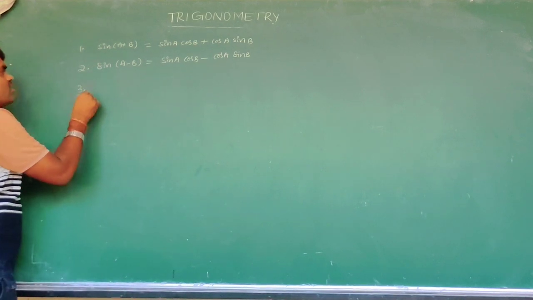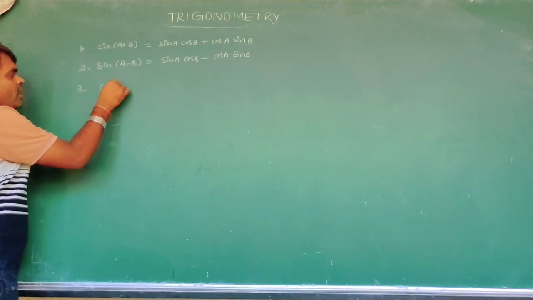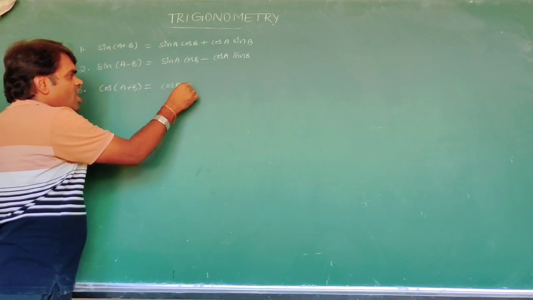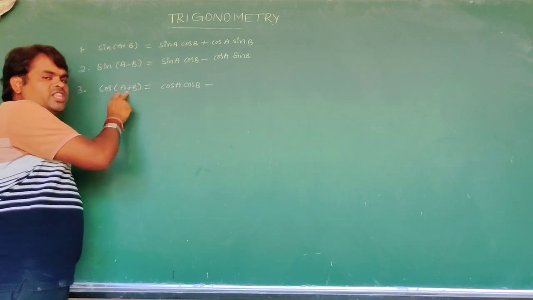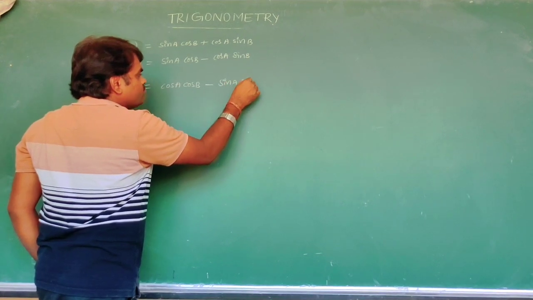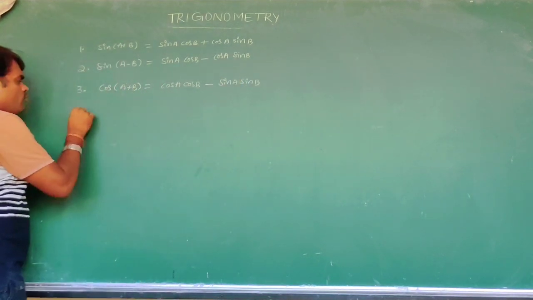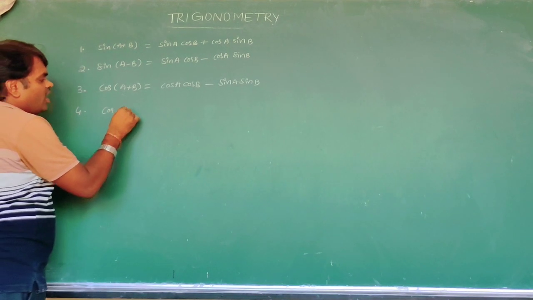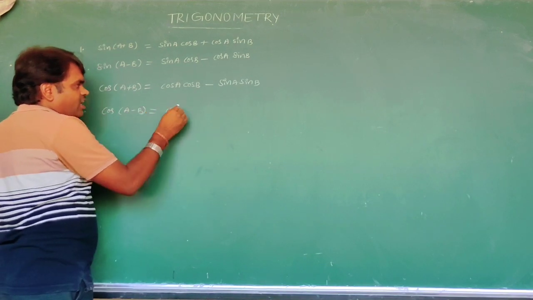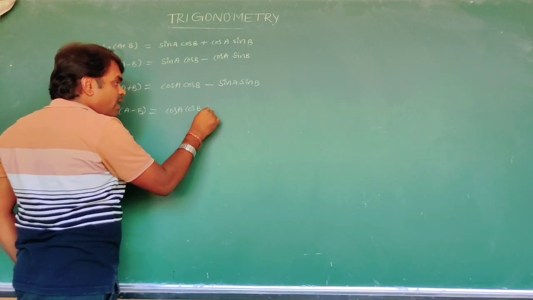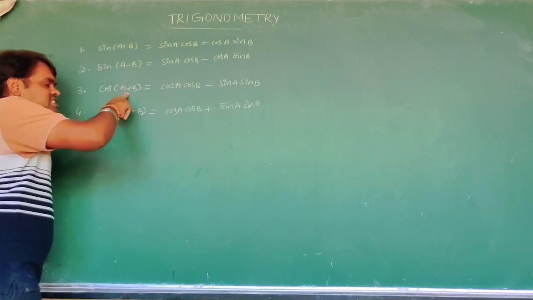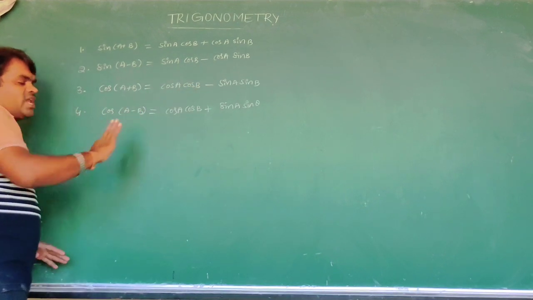Now the third formula, cos(A + B), that is equal to cos A cos B minus sin A sin B. Now the fourth one, cos(A − B), that is equal to cos A cos B plus sin A sin B. In the cos formula, where there is plus we write minus, and where there is minus, plus.